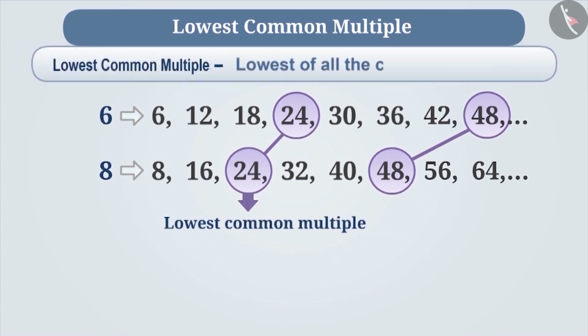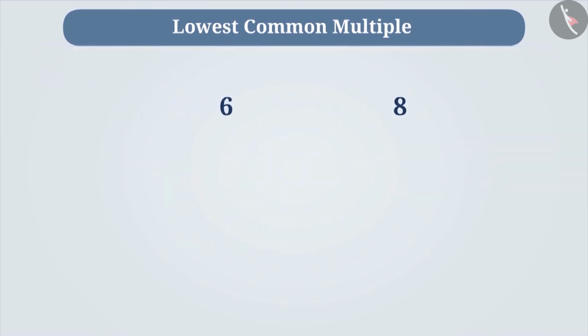That means, for any two or more given numbers, the lowest of the common multiples is called the lowest common multiple or LCM. Let's learn how to find the LCM of the given numbers. Let's find the LCM of 6 and 8.